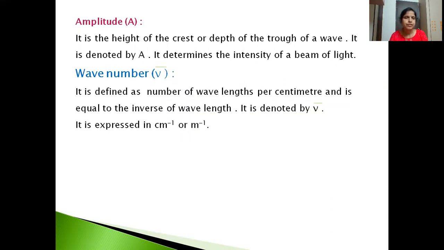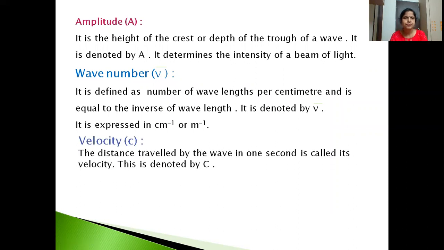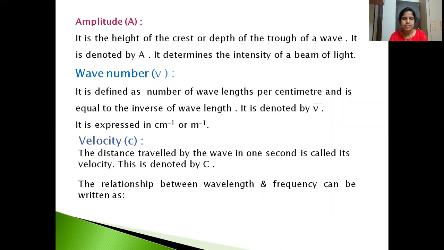Then what is wave number? Wave number is the inverse of wavelength. Wave number is 1 by lambda. Wave number is represented by nu bar, and it is expressed as centimeter inverse or meter inverse. Then what is velocity? Velocity of light gives the relation between the wavelength and the frequency. So c is equal to nu lambda, where nu is the frequency of the light and lambda is the wavelength.